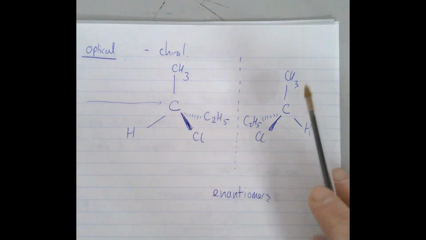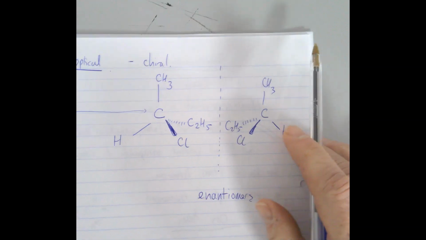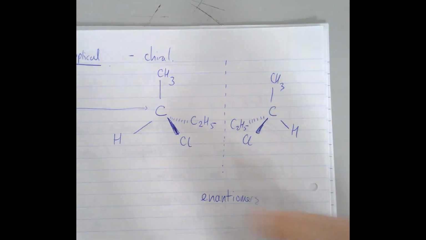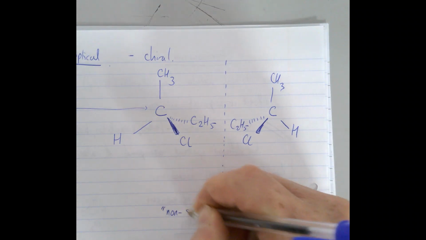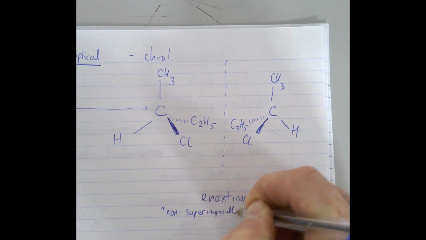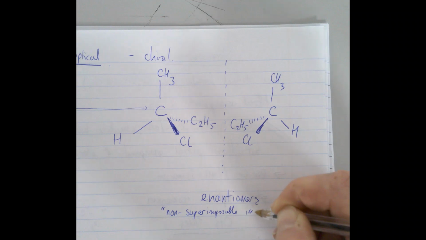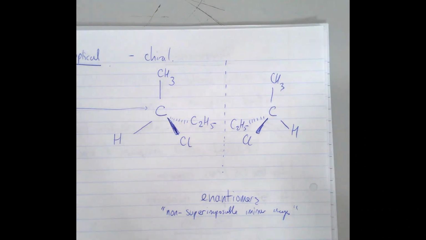Failing that, you can just draw the same molecule again exactly as is, but switch any two and only two of the groups. That's the other way of drawing it. So these two molecules, these enantiomers, are what we call non-superimposable mirror images of each other, just like hands are.